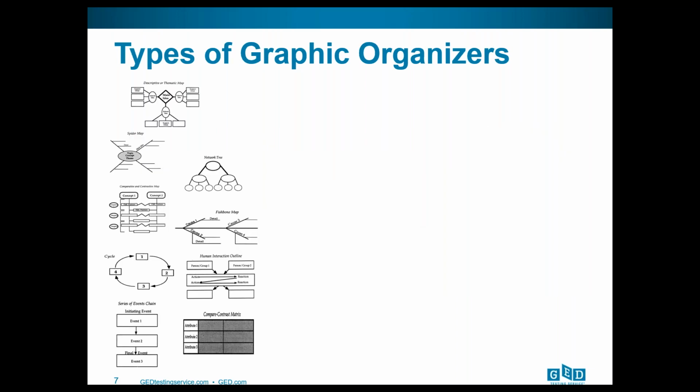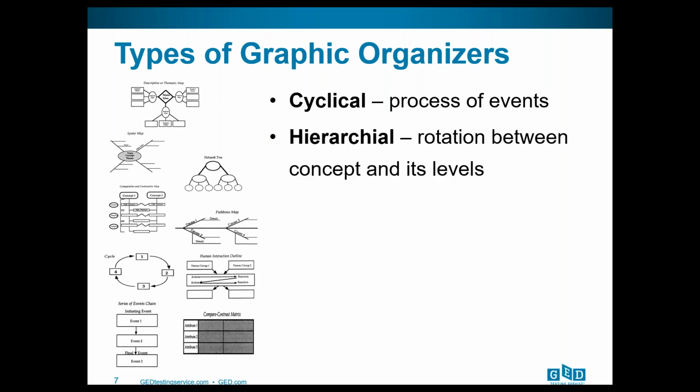So if you look on the left-hand side, you'll see a lot of different types of graphic organizers. And we're going to talk about different ones because what we have to know is, okay, which one should we use as we're working through different things? So sometimes we need that cyclical type of process. It's going to show a process, that cycle of how things are done. Hierarchical may be something else that we need, where it kind of rotates between a concept and the different levels that you're going to see within those.